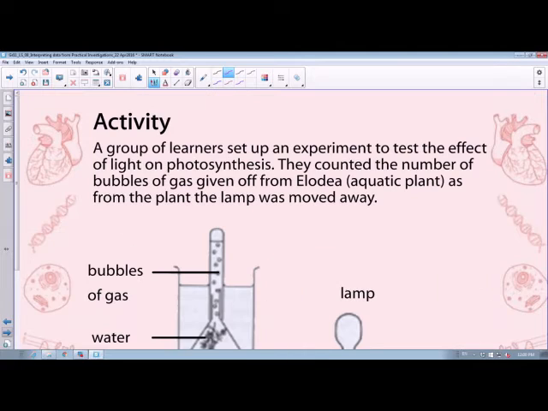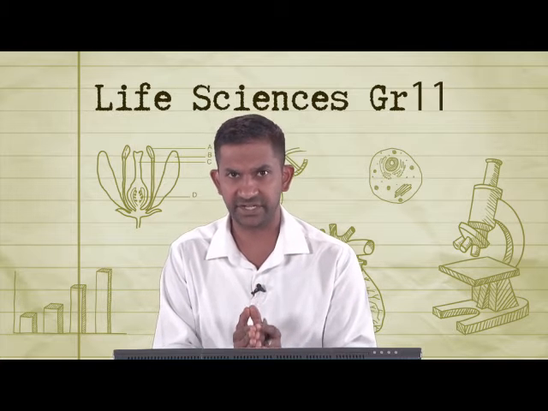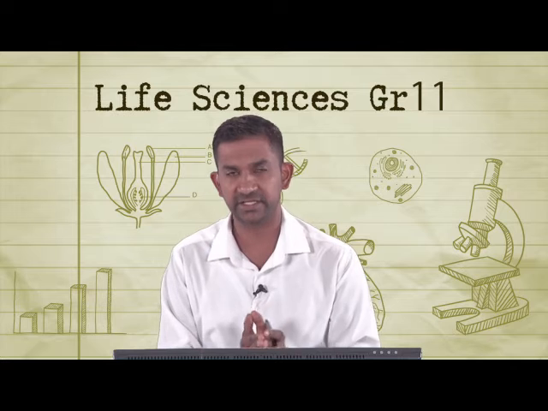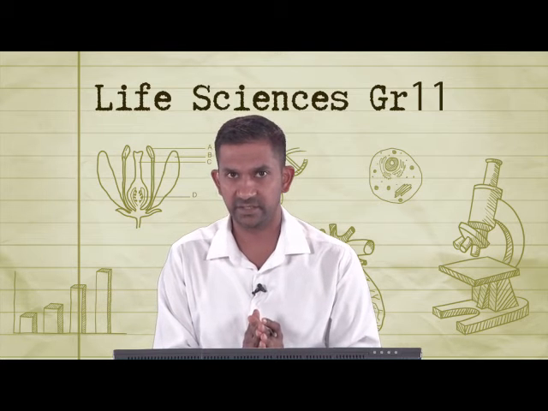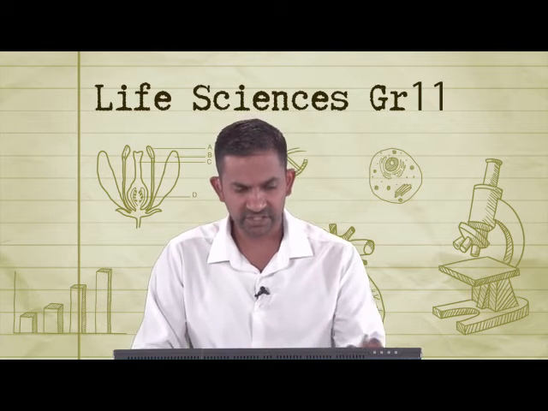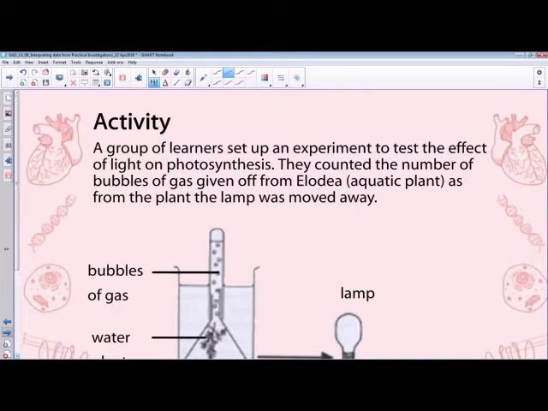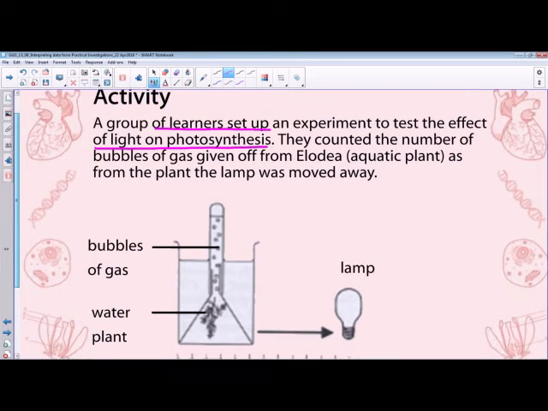So that's the gist of the basics that we need to remember and apply in the context of the various investigations and interpret so that we can understand the investigation. So let's look at the first activity. A group of learners set up an experiment to test the effect of light on photosynthesis. This experiment was to test the effect of light on photosynthesis.